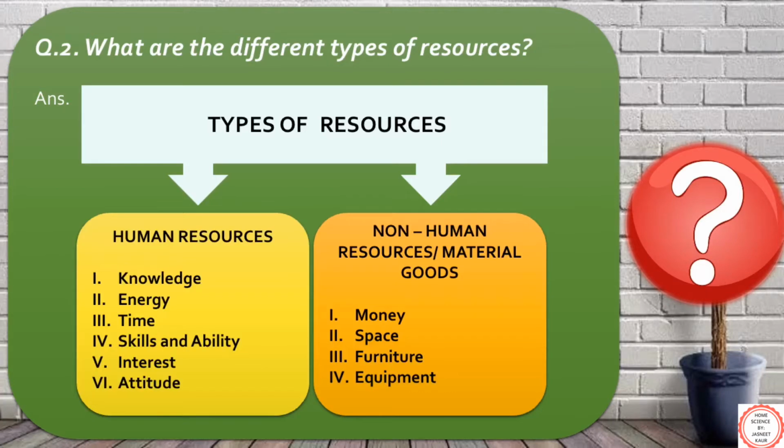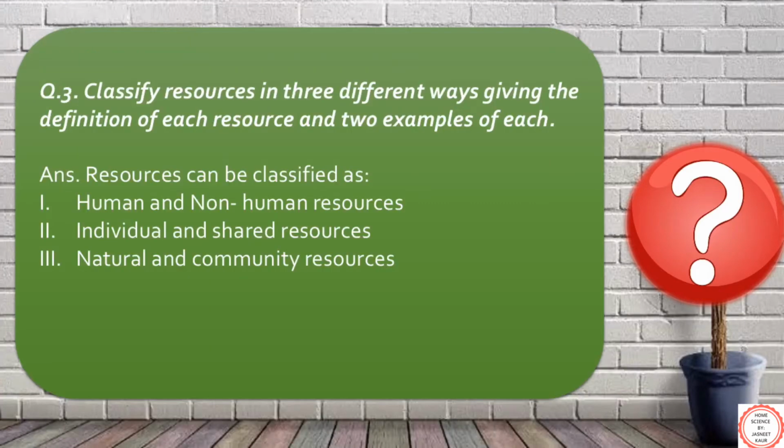Whereas in non-human resources or in material resources, we include those resources which people can access as per their requirements, like money, space, furniture, equipment. Moving on to the third question, classify resources in three different ways, giving the definition of each resource and two examples of each. So, resources can be classified as human and non-human resources, individual and shared resources, natural and community resources.